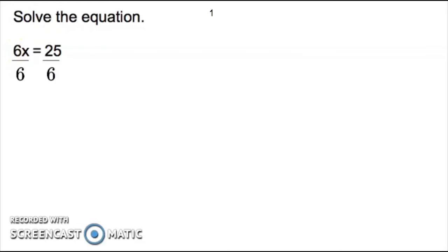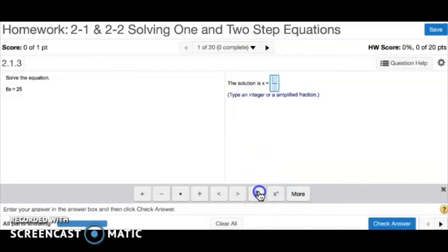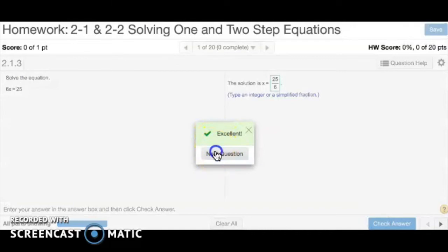25 divided by 6 gives me a decimal. So I'm going to want to keep it as a fraction, but reduce it if possible. I can't reduce 25 over 6, so that's going to be my answer. So let's type it in. Typing it in, we can either use the fraction button down here or press the slash button to make a fraction. So clicking the button here, we have 25, press down, and 6. So 25 over 6 is your answer for number 1.